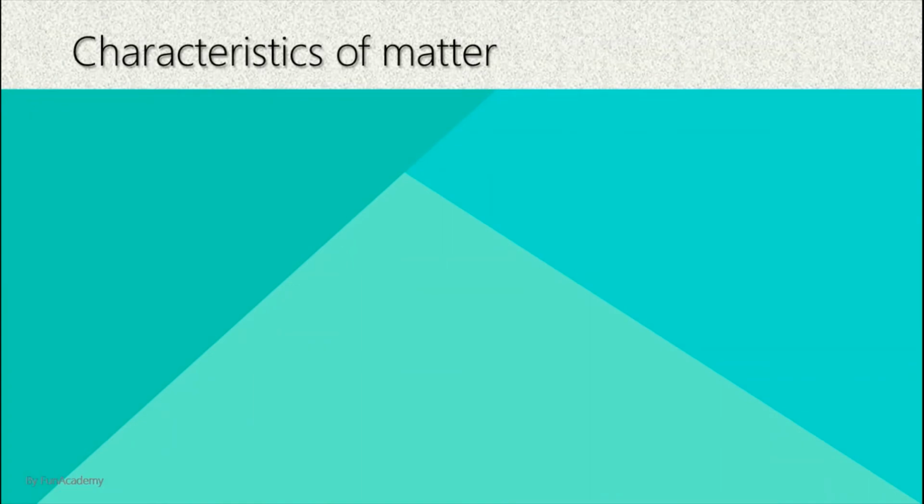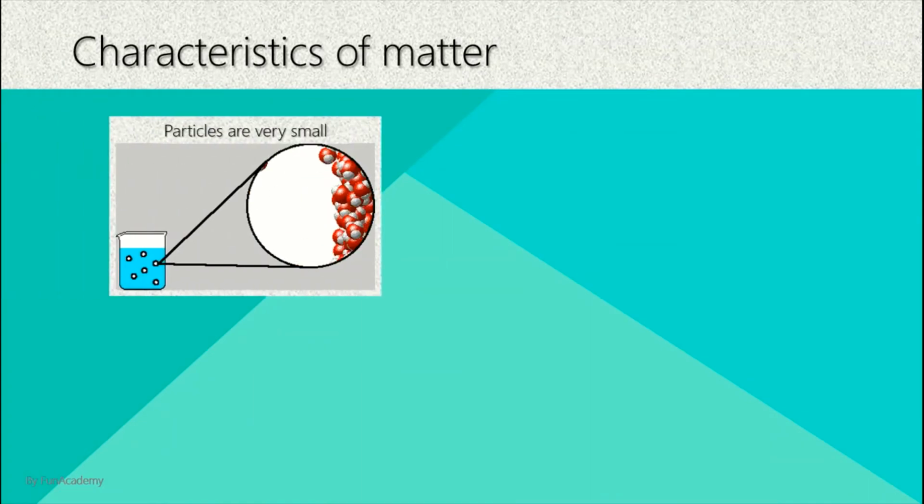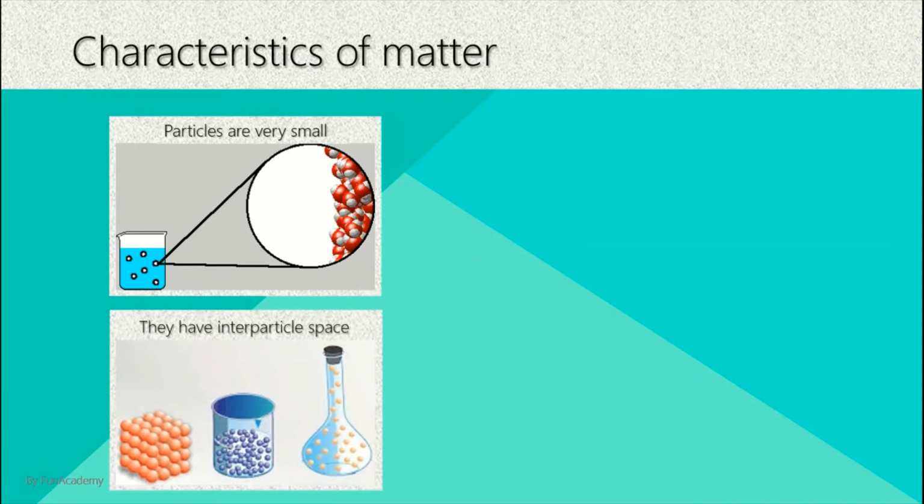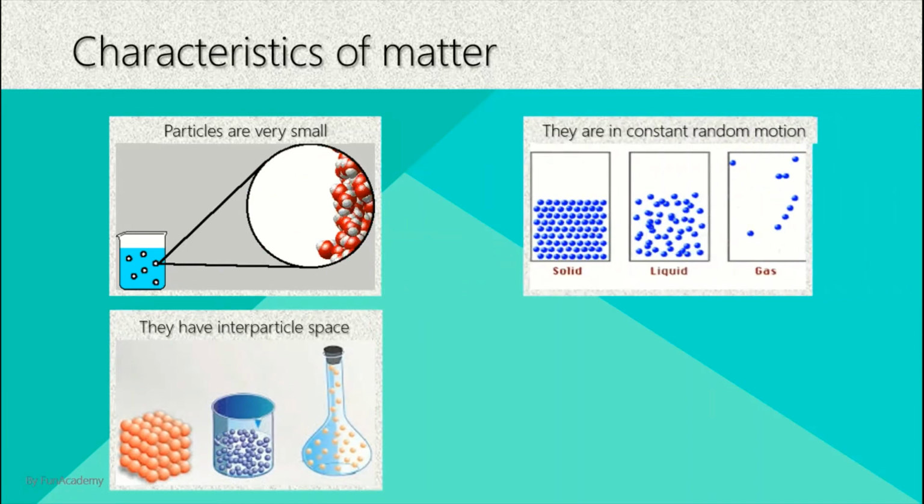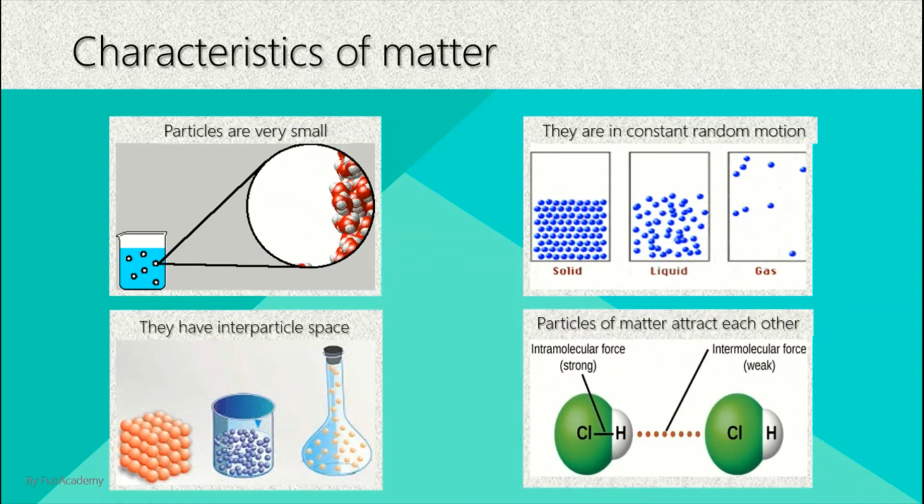So the characteristics of matter. Particles are very small. They have interparticle space. They are in constant random motion. Particles of matter attract each other.